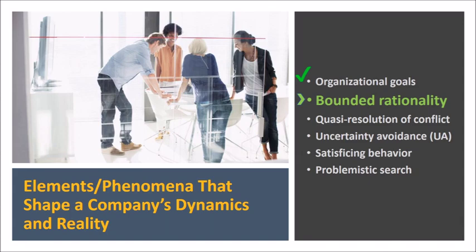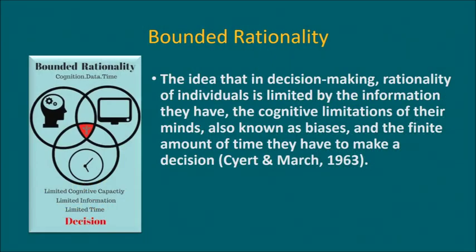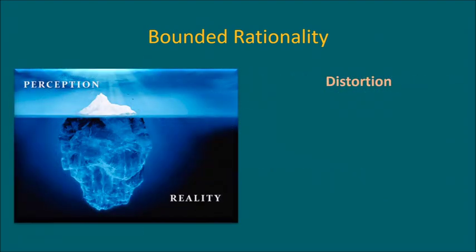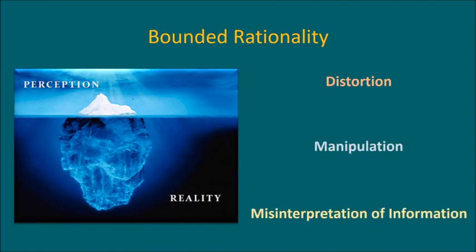Bounded rationality. Bounded rationality is the idea that in decision-making, rationality of individuals is limited by the information they have, the cognitive limitations of their minds, also known as biases, and the finite amount of time they have to make a decision. All these constraints could lead to distortion, manipulation, and misinterpretation of information, and we see examples of this all the time within different companies.